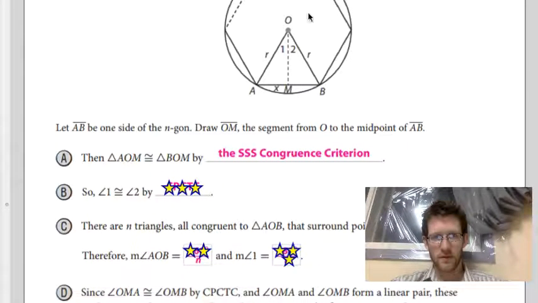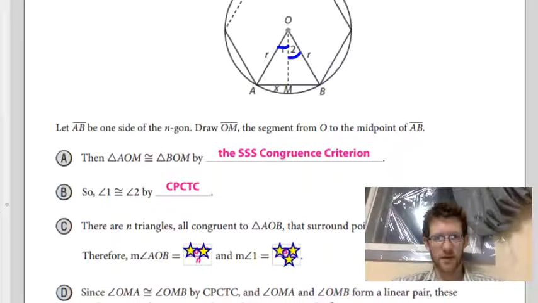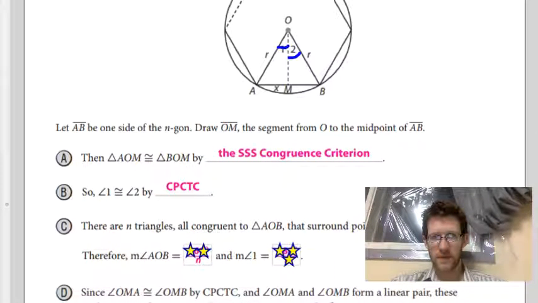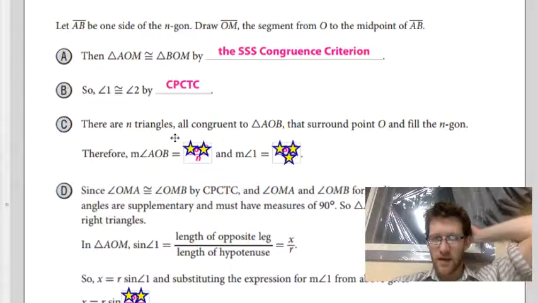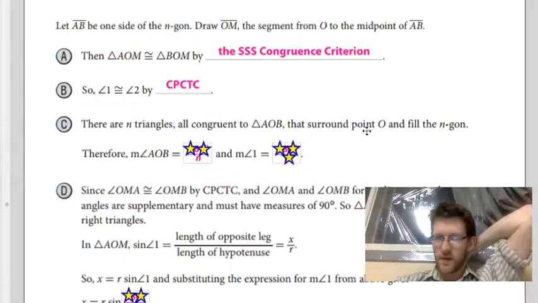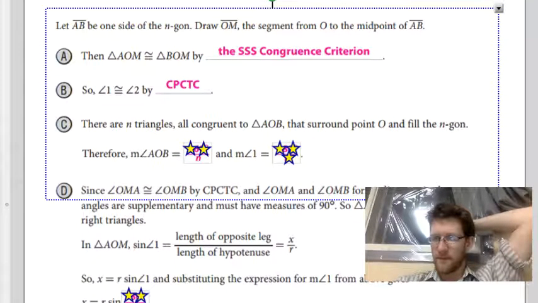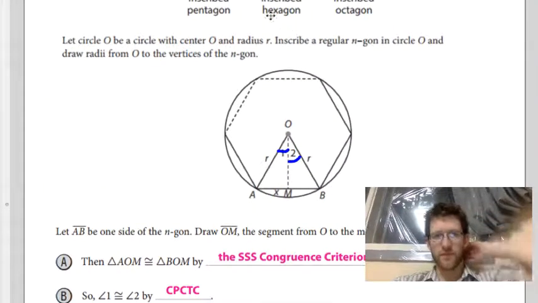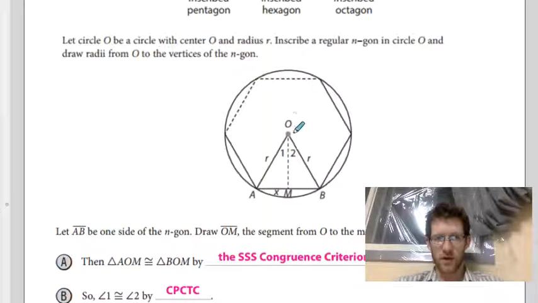Therefore, what's true about these two angles, angle 1 and angle 2? Well, those are also congruent. Corresponding parts of congruent triangles are congruent. And then finally, it asks, if there are n triangles, all congruent, that surround point O and fill the n-gon, what is the angle AOB? So we look at angle AOB, A to O to B, this angle here, and they just want to know what this angle is.